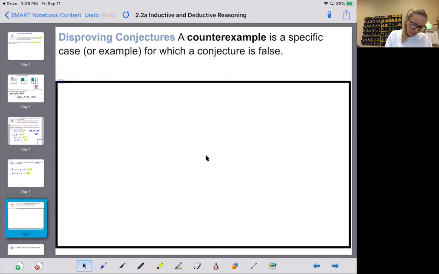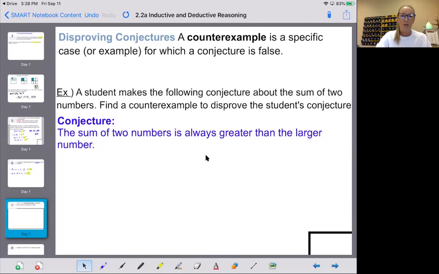So let's look at an example here. A student makes the following conjecture about the sum, so when you add them, of 2 numbers. Find a counterexample. So come up with something that goes against this student's conjecture. So they claim that the sum of any 2 numbers is always greater than the larger number. The sum of any 2 numbers, okay, let's start there. 3 plus 4, let's say, is always greater. So the sum of these numbers is always greater than the larger number.